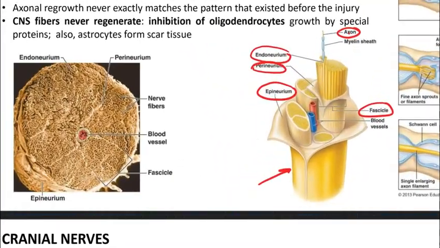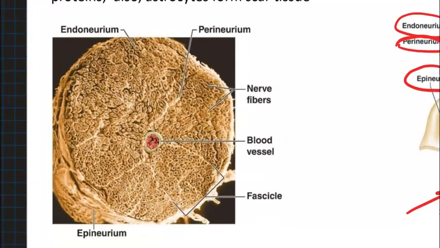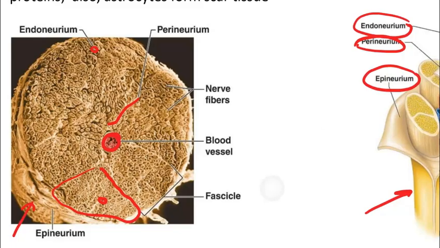So here in this electron micrograph, you can see the blood vessels in the center of a nerve. You can see fascicles. You can see individually wrapped axons inside of the fascicle, and you can see perineurium, individual endoneurium surrounding each axon, and epineurium that covers the entire nerve.